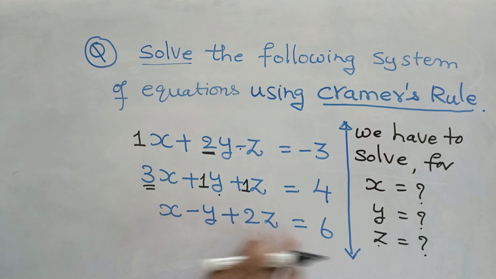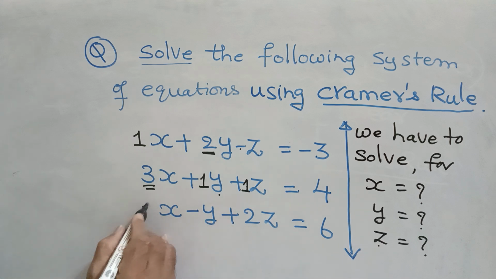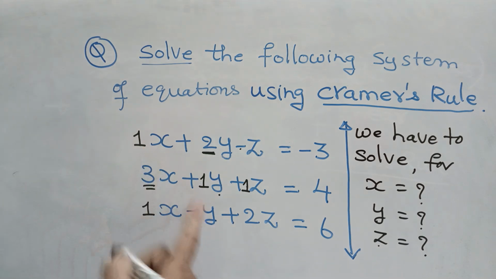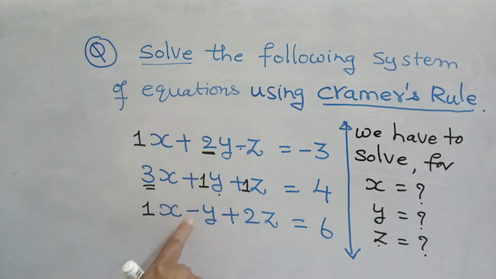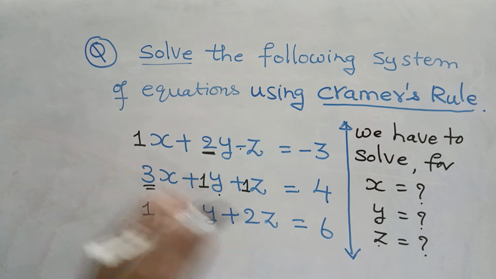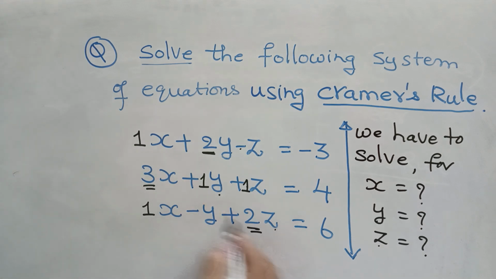Now, coming to the third equation, what is the coefficient of x? 1, because nothing is there. Therefore, 1 is the coefficient of x we have to consider. For y, what is the coefficient of y? It is minus 1, because no number is given here. If nothing is there, take 1 as its coefficient and add the minus sign to that. Minus 1 is the coefficient here. Similarly, coming to z, what is the coefficient? 2 is the coefficient, and 6 is the constant.